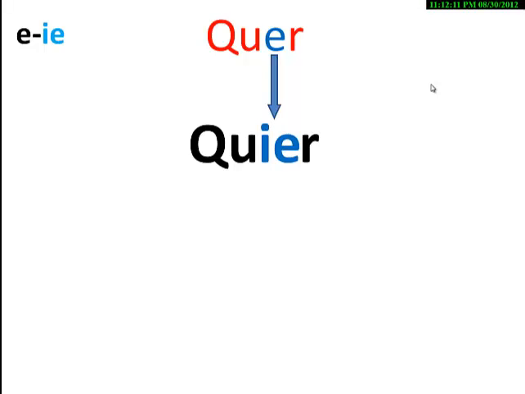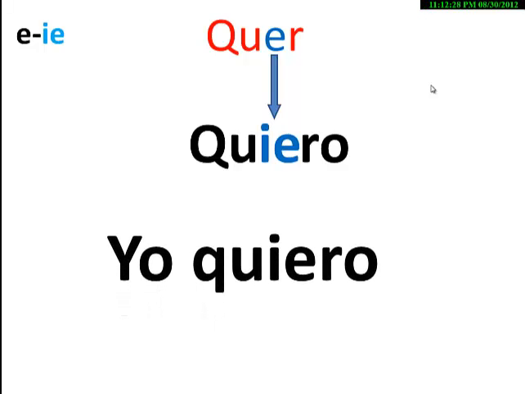However, it is not complete. For the stem change to be complete, you need to add the conjugation ending to the verb. In this case, we're going to go with the yo form in the present, quiero. And here is the final product, yo quiero. This is the stem change conjugation in the yo form present of the verb querer.